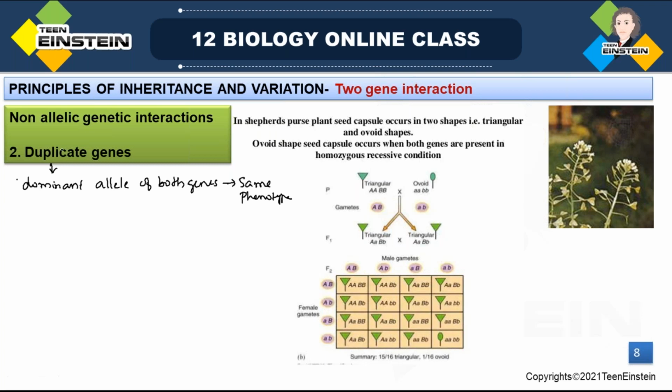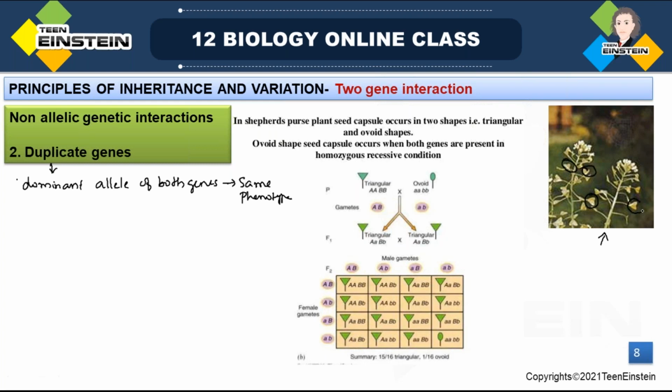Okay. For example, here, the capsule of shepherd's purse. This is the shepherd's purse plant. In shepherd's purse plant, this is the plant. This capsule, we are talking about this capsule. Here you can see it's in triangle shape. Right?